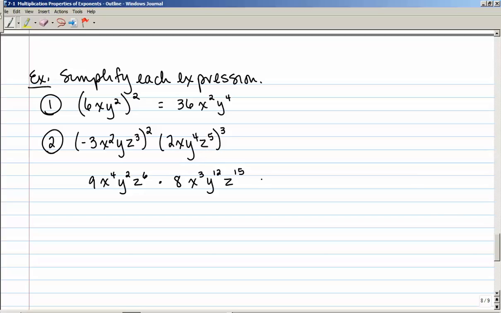Now to finish this out, I have this monomial times this monomial. So I'll multiply the coefficients. 9 times 8 is 72. And now remember, when I do x to the fourth times x to the third, I'm going to add the exponents. Y squared times y to the 12th is y to the 14th. And z to the 6th times z to the 15th, add the exponents, z to the 21st power.